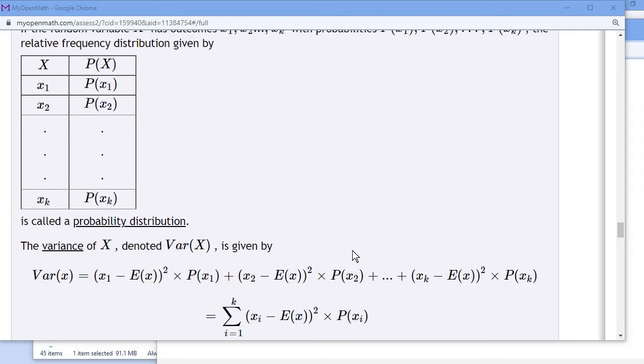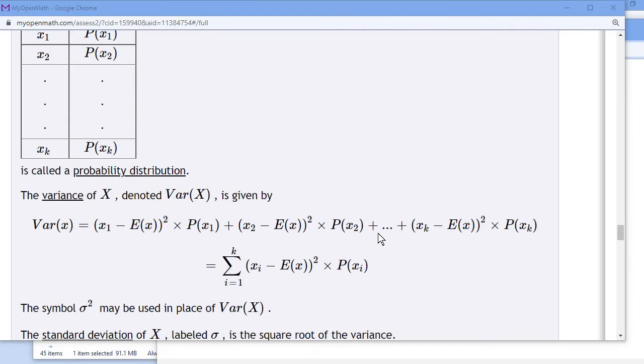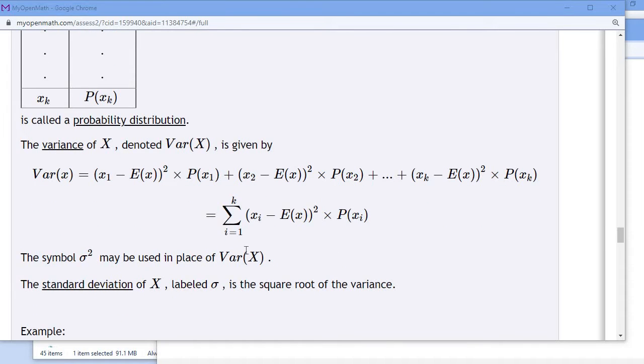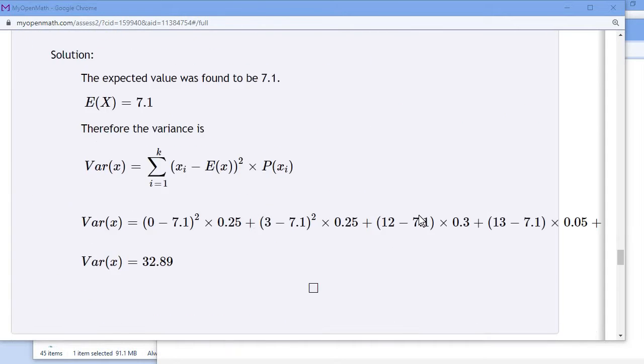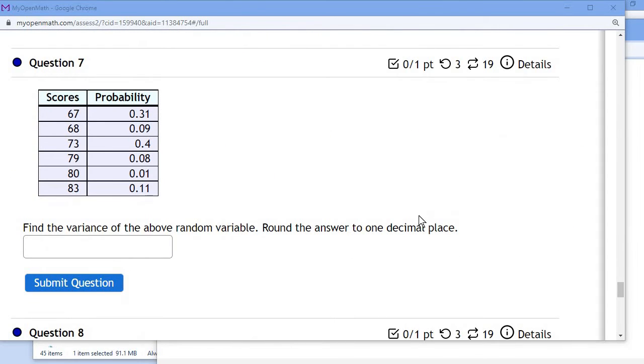So we're not going to do all that by hand. We're going to use Excel. Reading on, it says that the symbol sigma squared may be used in place of var x, and the standard deviation of x is labeled as sigma. It's the square root of the variance. So if we find this variance of x, the square root of that number will be the standard deviation of x. Alright, so let's take a look at this question here, question 7.